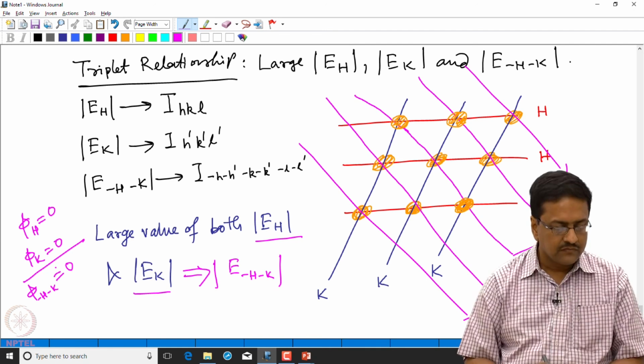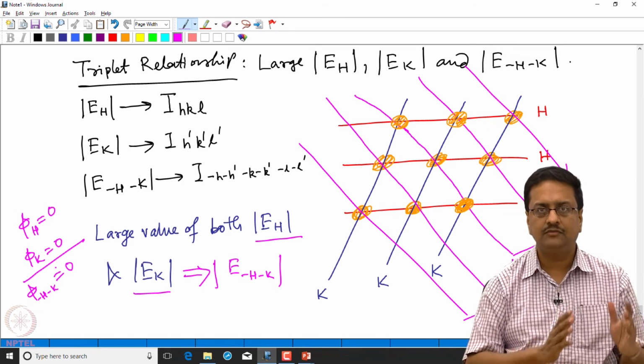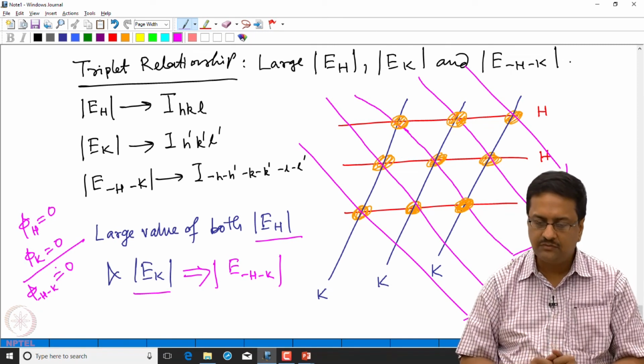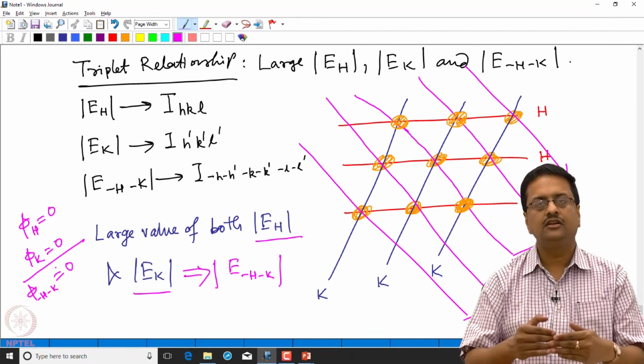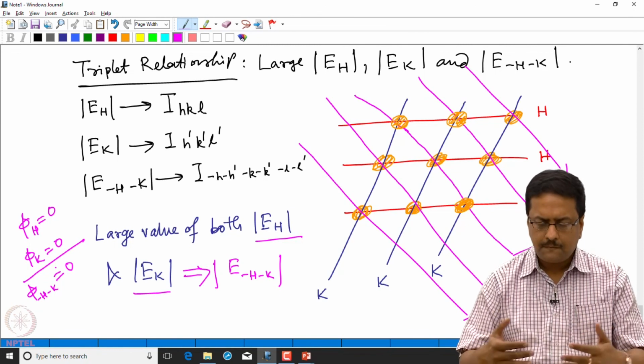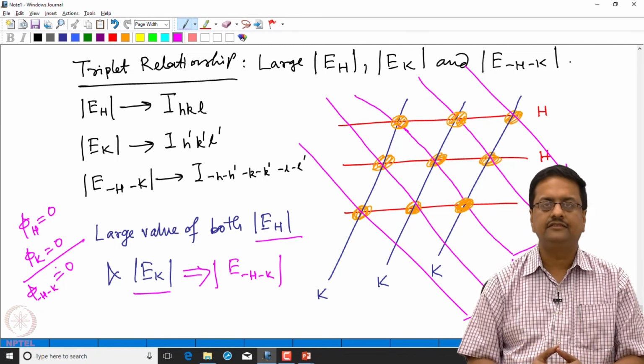direct methods. So, today we have learnt about two relationships, one is sigma 1 relationship and another one is triplet relationship in direct methods. So, we will continue in this direction and try to understand the basics of direct methods in the next few lectures.